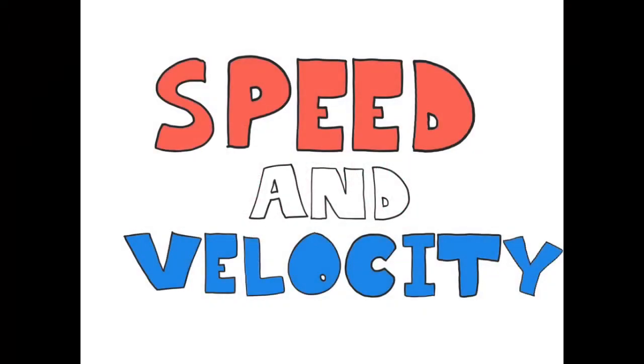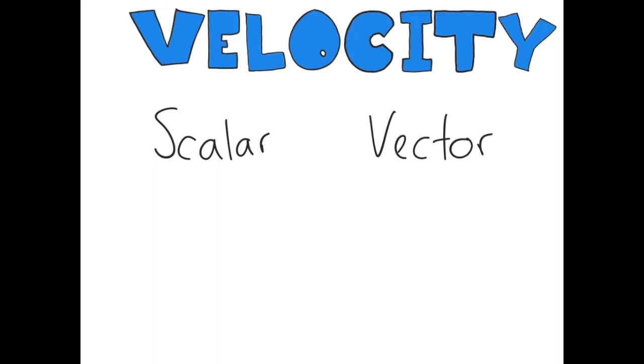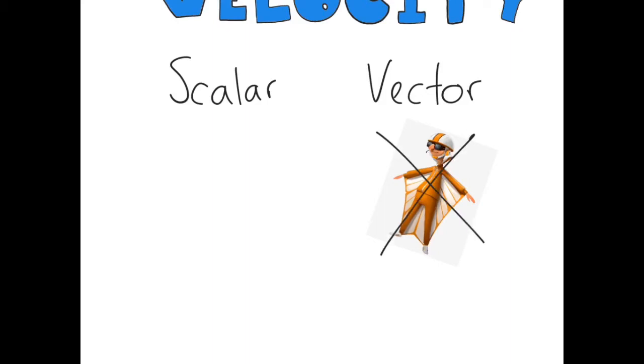Hi guys, today we're looking at speed and velocity. Before we get into speed and velocity, to understand the difference between them, we need to know the difference between a scalar and a vector. Now, when I'm saying vector, I don't mean this guy, not Vector from Despicable Me. We're talking about vectors in terms of physics.